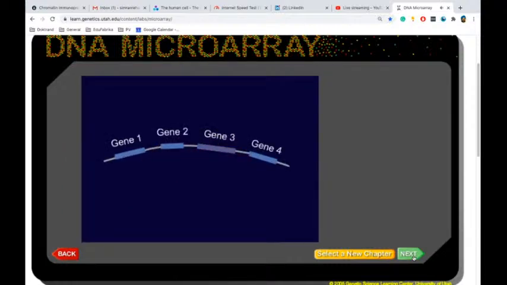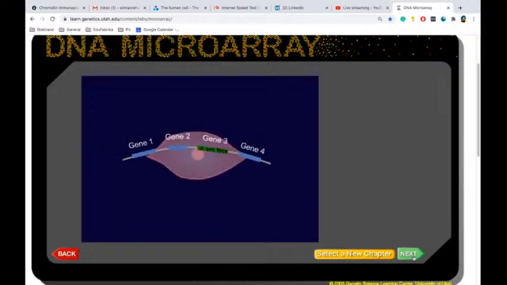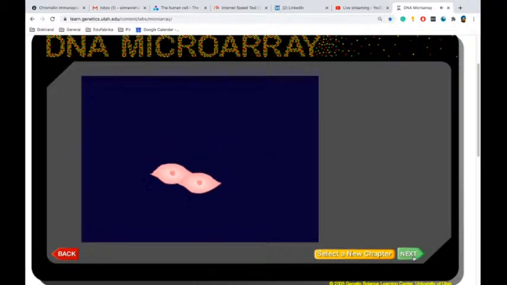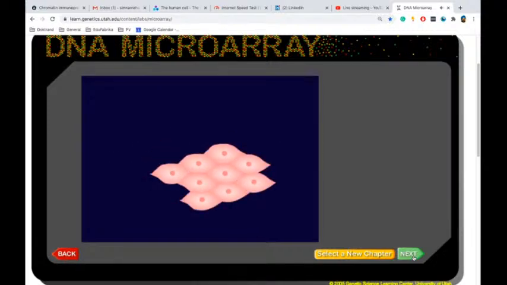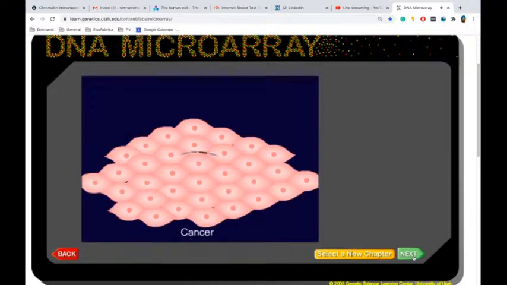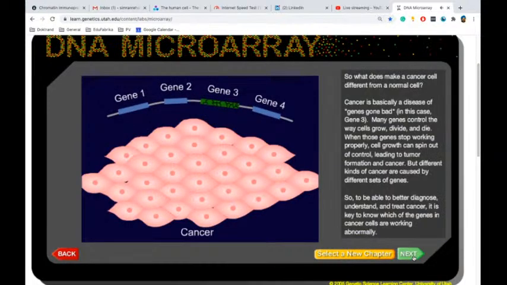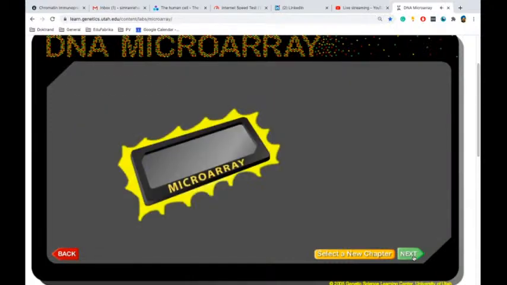So we're going to look at the genes. Gene 3 is broken in the cancer cell, and the cells multiply. Many genes control the way a cell grows, divides and dies. When those genes stop working properly, cell growth can spin out of control, leading to tumor formation and cancer. But different kinds of cancers are caused by different sets of genes. So to diagnose and treat cancer, it is better to know which genes are working abnormally.